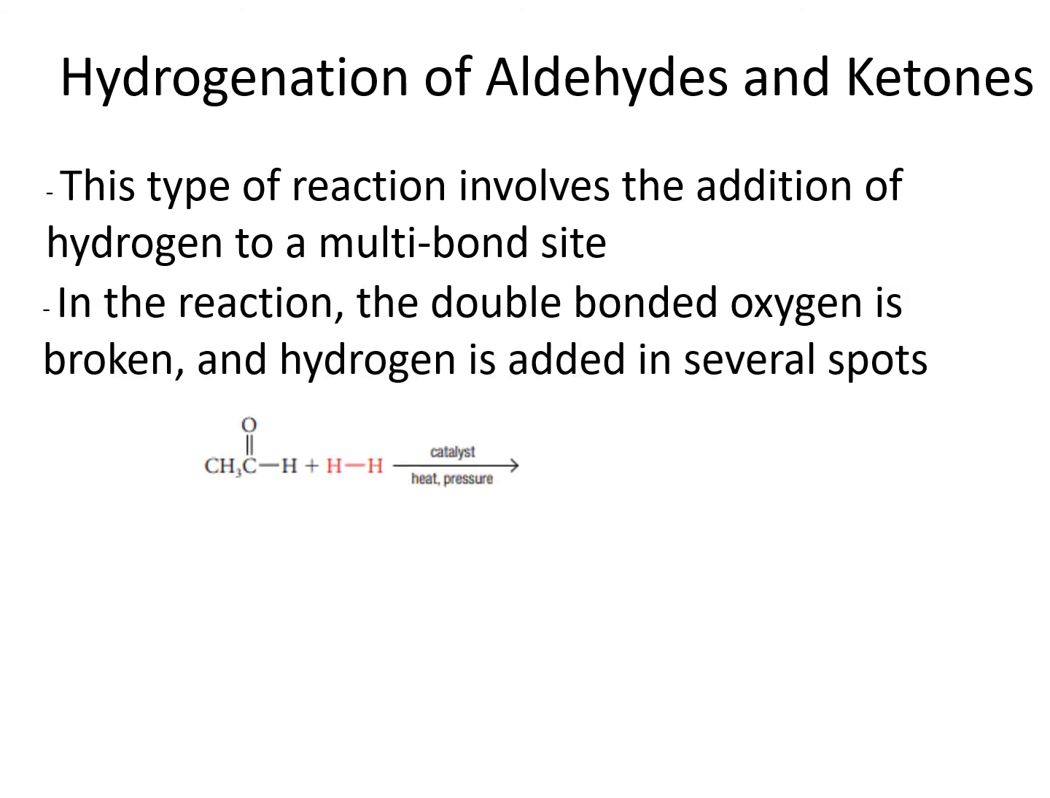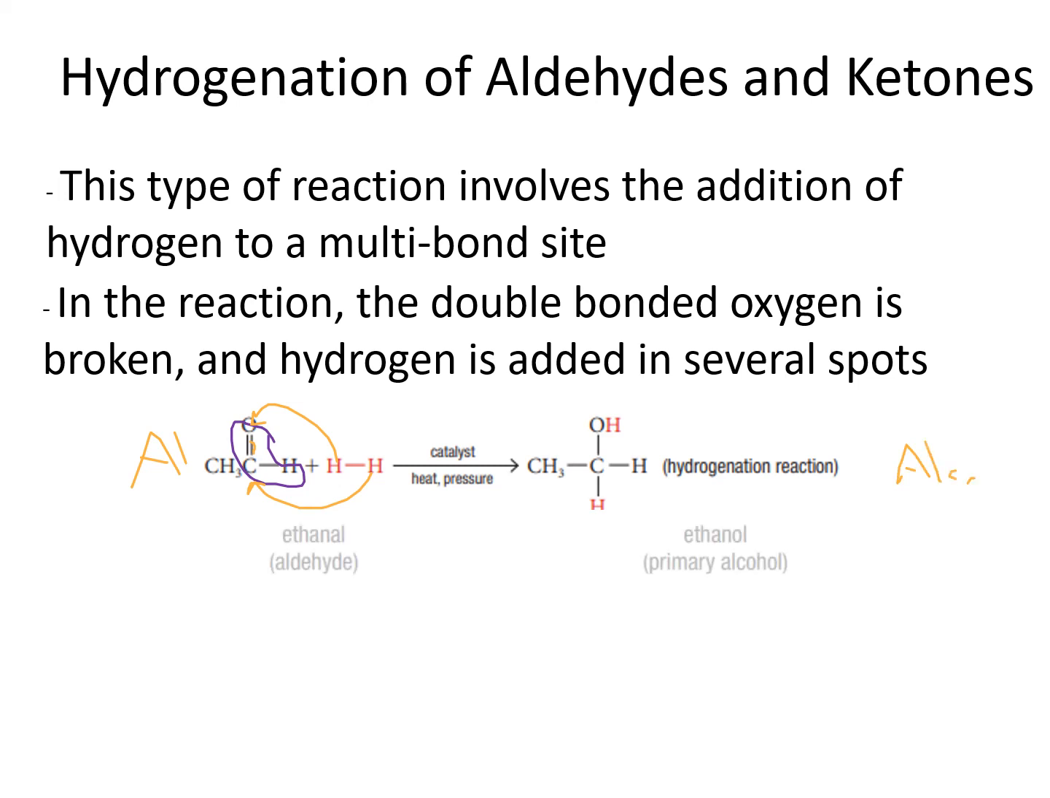So here is an example. Again, we're looking at an aldehyde. There's our aldehyde. When we complete our reaction, it looks like one hydrogen is going to attach to that O. The double bond is broken, and the other hydrogen should attach to that carbon, just like that, and we form an alcohol. So this one is an aldehyde to an alcohol. Ethanal and ethanol.